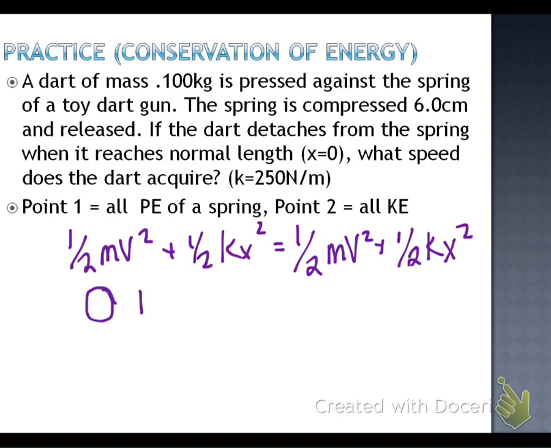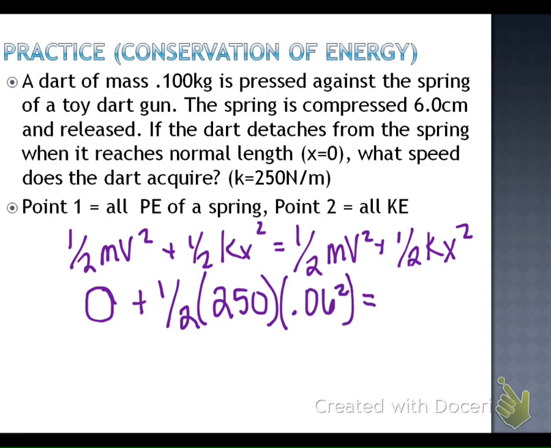Okay? So before, we've got no kinetic energy, plus 1/2 k, 250. Yep. And then our x is 0.06. We want to square just the x. And that's going to be equal to 1/2 times 0.1 times v squared. And our potential energy final is just 0. Okay, so this thing has been compressed. It's got all potential. After it's fired, it's got all kinetic. So we've got no initial kinetic energy and no final potential energy. The spring has no potential left to it after it's been fired.